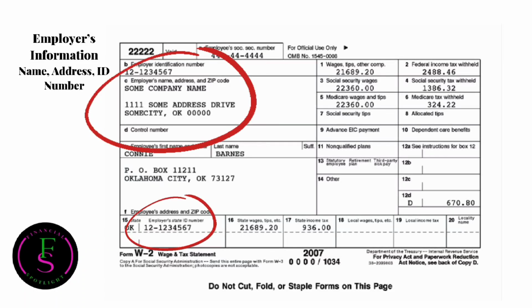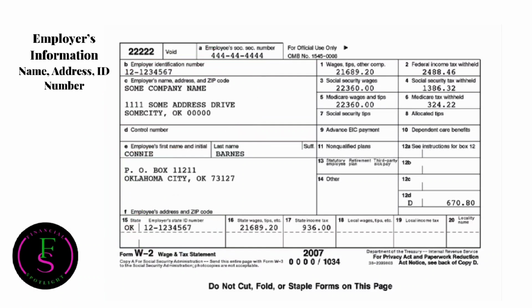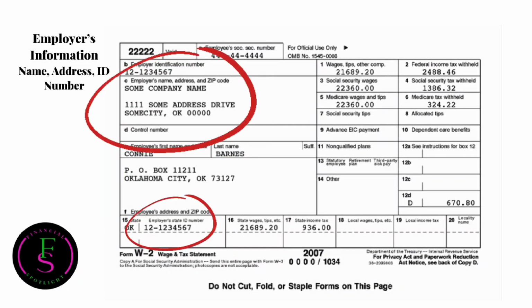And this is the information you're going to use when you're filling out your tax documents, when you're doing your tax return. So if you go online and do it, they're going to ask for this information. If you do it by paper, they're not going to ask for any of this. But if you do it online, you're going to need to provide this information.